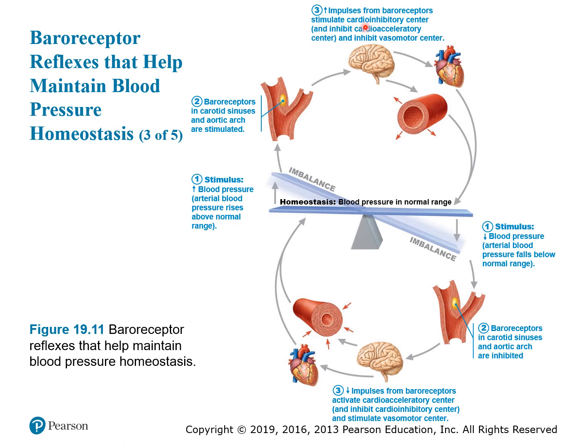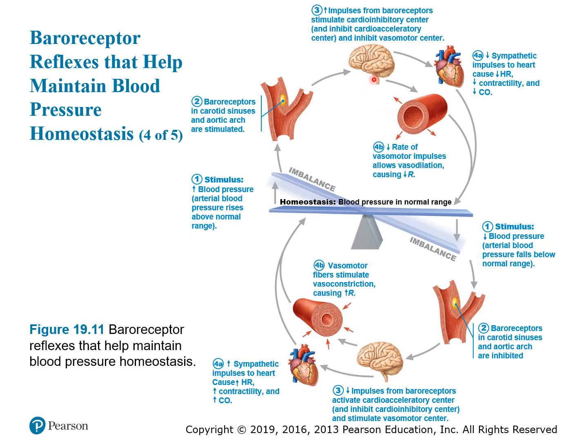And then what happens? Those impulses from the baroreceptors stimulate the cardioinhibitory center, and they inhibit the cardioacceleratory center and the vasomotor center. The vasomotor center affects the vessels, and the cardiac centers, inhibitory and acceleratory, affect the heart. Similarly, on this side, the opposite happens. Decreased impulses from the baroreceptors activate the cardioacceleratory center, inhibit the cardioinhibitory center, and stimulate the vasomotor center.